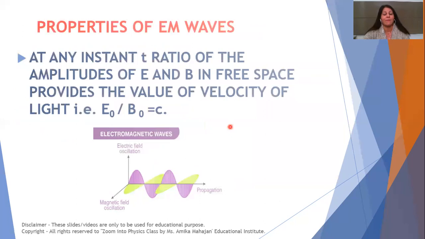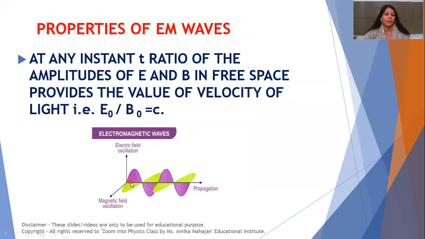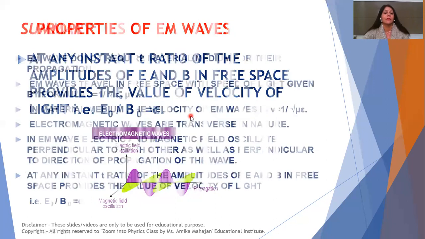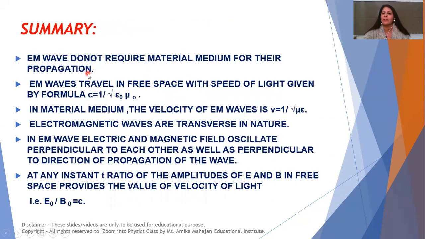Electromagnetic waves have maximum displacement in the form of electric field as E naught and in the form of magnetic field as B naught. Then the ratio of the amplitude of the electric field and the amplitude of the magnetic field gives the value of the speed of light. So in this video, what we have learned is that electromagnetic waves do not require any material medium for their propagation. They travel in free space with the speed of light, which is given by the formula C equal to 1 by square root of epsilon naught mu naught. In a material medium, the velocity changes to V equal to 1 by square root of mu epsilon.